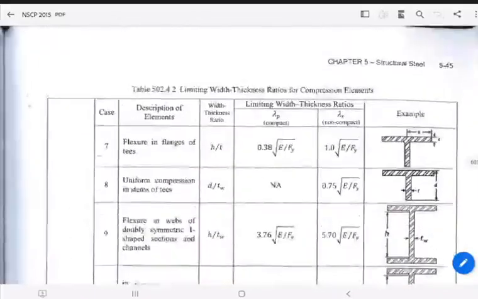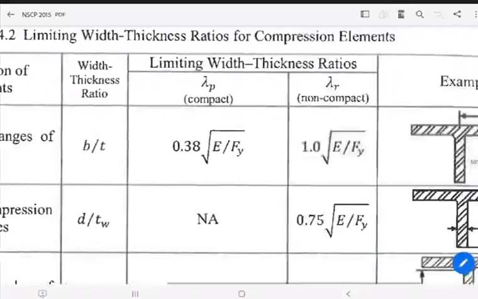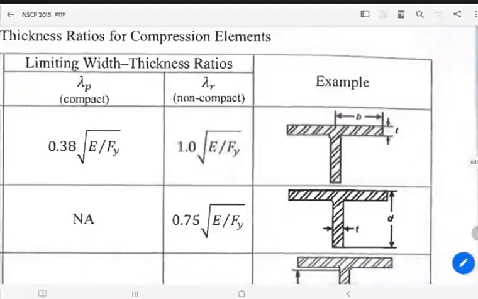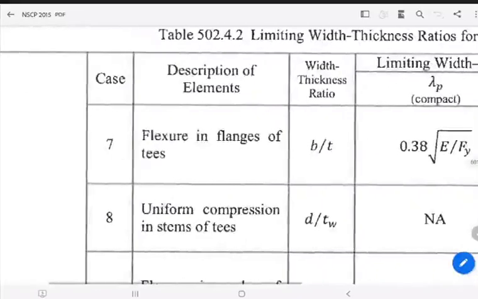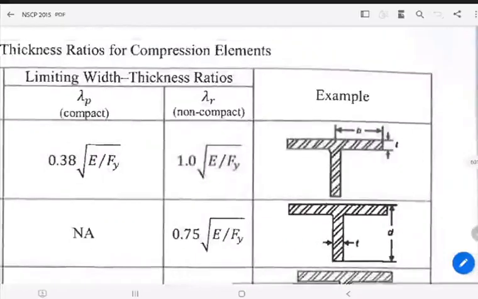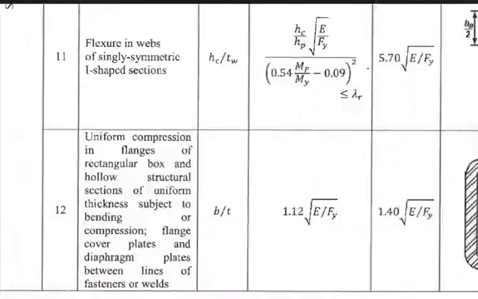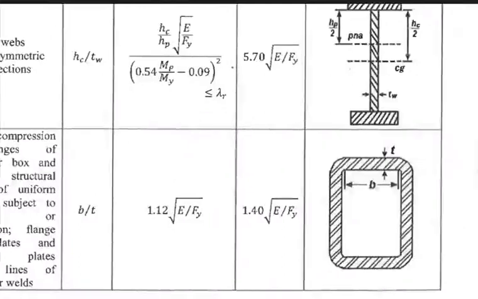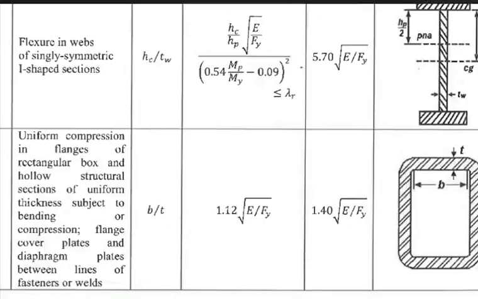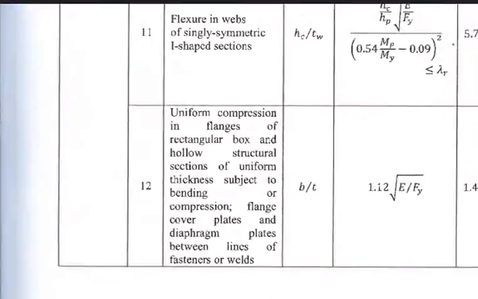What else is true here? Uniform compression in stems of T. The same here, our T is also a stiffened element. Where, sir? In this part, on its left and right. And then what else? Number 12, of course, it is stiffened on both sides, since that is an HSS, or hollow structural section or rectangular box. Basically, it is a stiffened element.